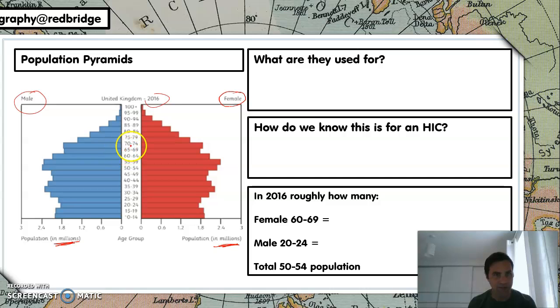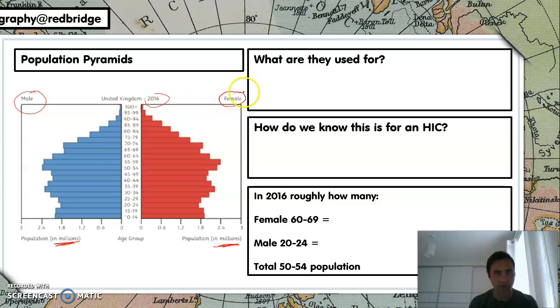If you look at 70 to 74 plus, and compare the female population to the males, you'll see that there are far greater numbers, not far greater, I suppose, but there are greater numbers of women further up the age groups than there are of the male population here.